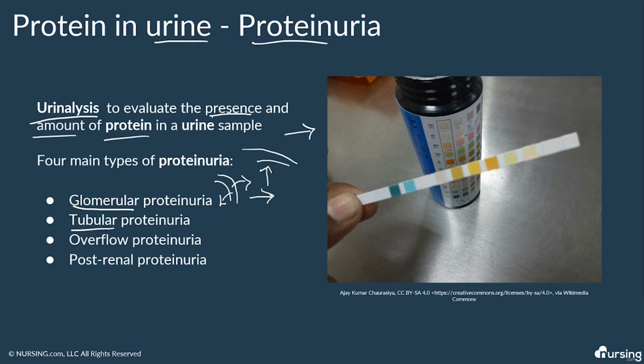Tubular proteinuria is secondary to incomplete resorption, so it can be a problem within the tubules as well. Overflow proteinuria is a manifestation from certain disorders or cancers like multiple myeloma, where short chain, really small proteins are rapidly created, and they're so tiny that they get excreted out into the urine. Post-renal proteinuria is due to urinary tract infection and the presence of white blood cells, or leukocyturia.